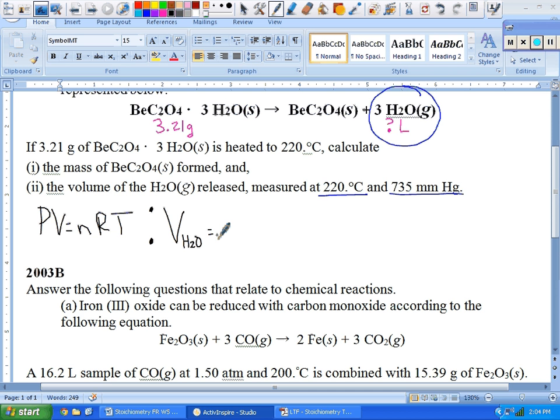Now, here's the problem. They've only given you grams of this thing, right? What are you going to have to do? Convert it to moles of water. So I need the n of H2O. I'm going to need R, which I'll give you in just a second. I need T, and I'll also need P.